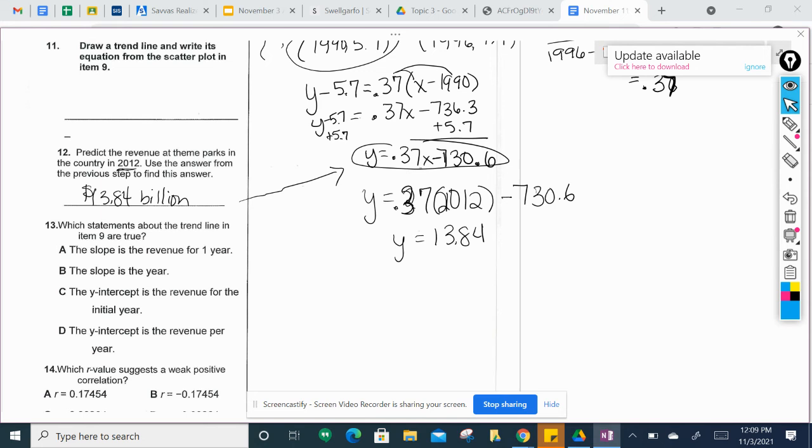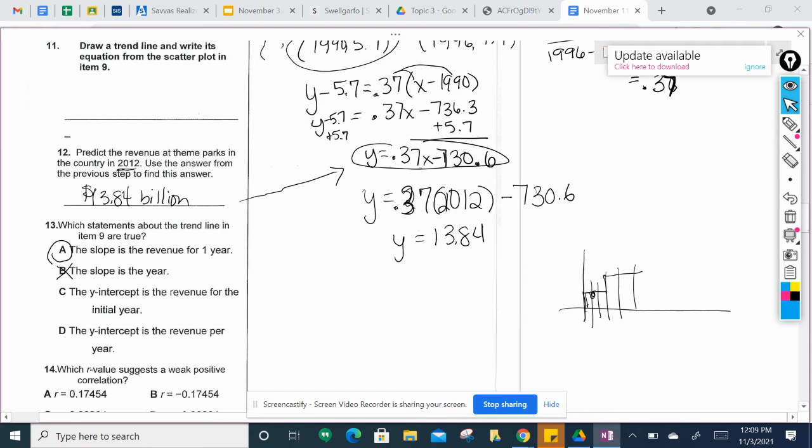It says the slope is the revenue for 1 year. Guys, when we talk about a slope, we're talking about rise over run, rise over run. And so if we're talking about each year, we're talking about how much did I rise and run each year? Yeah, slope would tell me how much they're earning each year individually. Slope is not the year, X is the year.